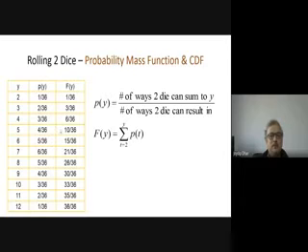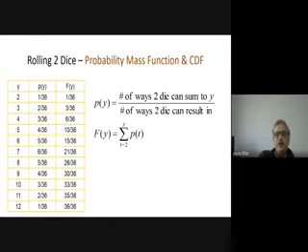Now I'm showing the cumulative probability, capital F(y). You can see here we are adding all the previous probabilities. Here I'm defining 2 things, the probability mass function and the cumulative distribution function. For p(y), we calculate the number of ways two dice can sum to y divided by the total number of ways two dice can result. That will give you the probability p(y).